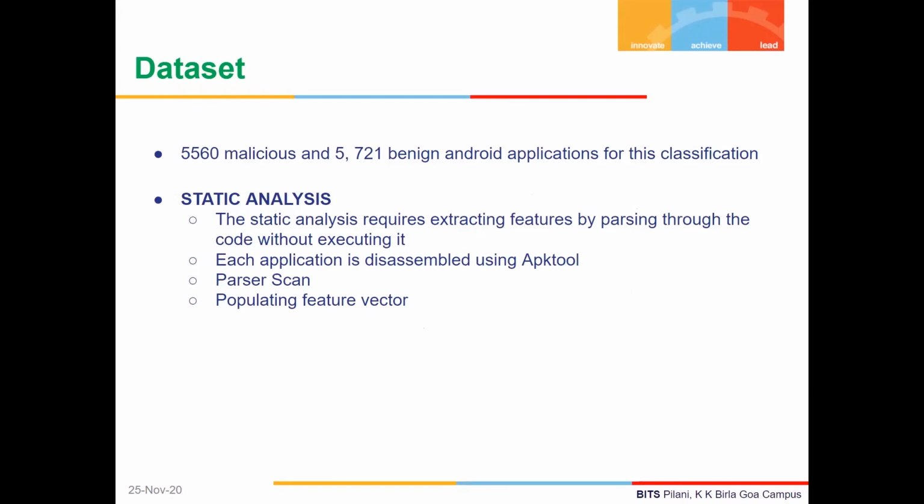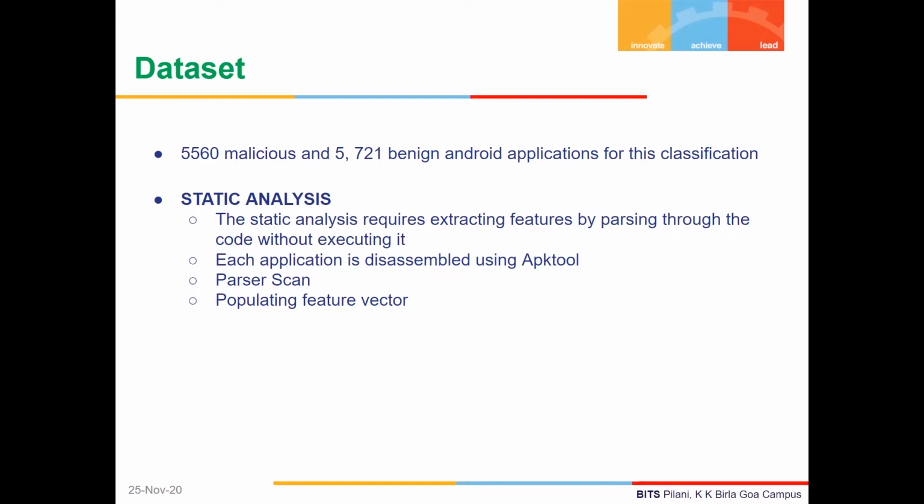We used around 5,560 malicious applications and 5,721 benign Android applications for this classification. For static analysis, we extracted features by parsing through the code without executing it. Each application is disassembled using APKTool, which generates various files such as AndroidManifest.xml, classes.dex, and resources.arsc. Then a parser runs through each file to extract the various permissions, intents, and opcodes which are used by the Android application.